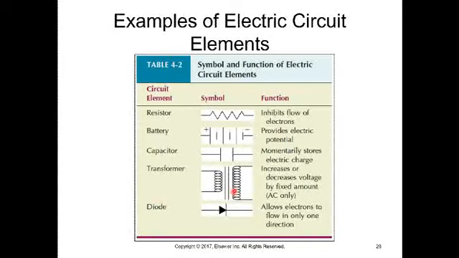So you need to know what a transformer does. It can increase or decrease your voltage by a fixed amount. And your diode allows electrons to flow in only one direction. I've talked about this quite a bit in class, but your diode allows you to go from cathode to anode. Okay, so these are your symbols. And we're going to go into them in more detail.